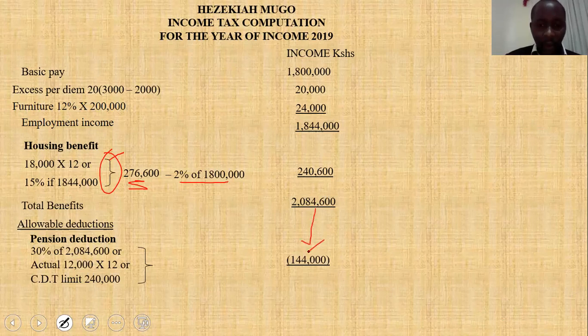So it is 144,000 that we are going to less from 2084. See what the result will be. The result will be 1940600. From 2084, we less this deduction of 144,000. We arrive at our taxable income of 1940.